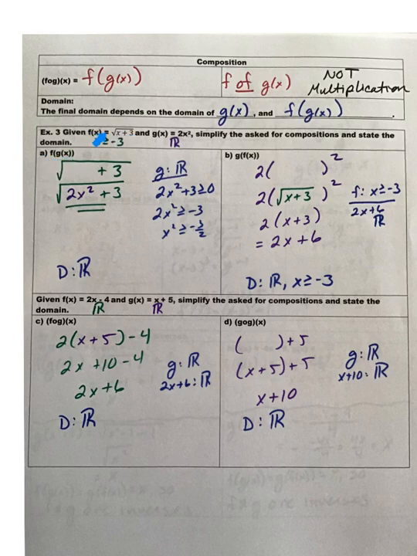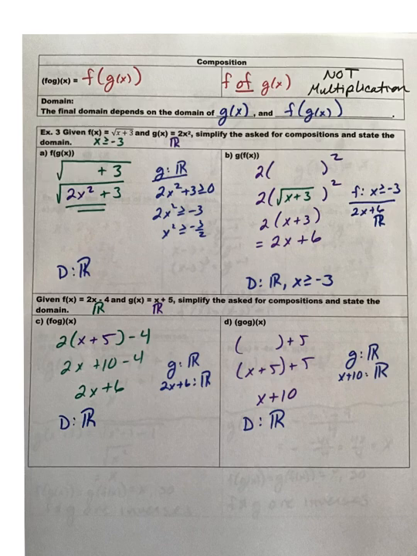Well, f of x, we have the square root of x plus 3, which has a domain of x is greater than or equal to negative 3. We have g of x equals 2x squared, which is just all real numbers. So we're going to find the composition and we're going to find the domain of the composition.